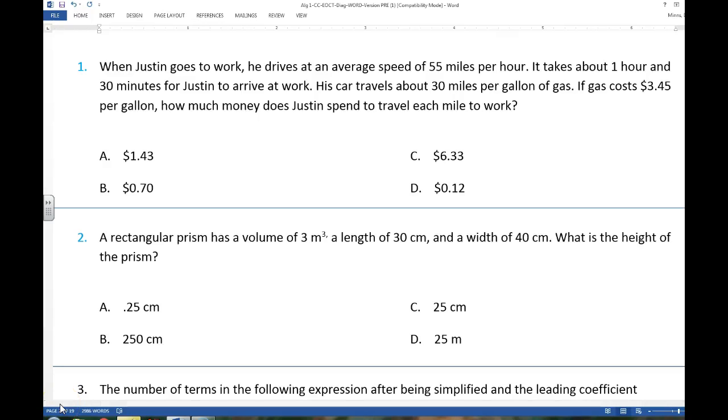Alright, let's go over this review. Number one, when Justin goes to work, he drives an average of 55 miles an hour. It takes about 1 hour and 30 minutes for Justin to arrive at work. His car travels about 30 miles per gallon of gas. If gas costs $3.45 per gallon, how much money does Justin spend to travel each mile to work?